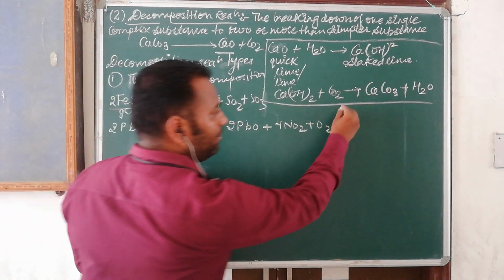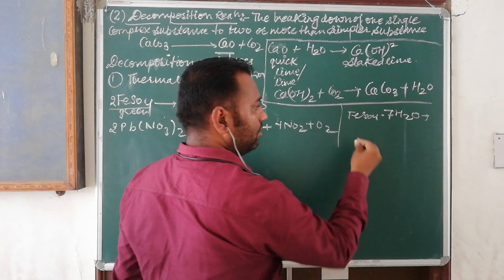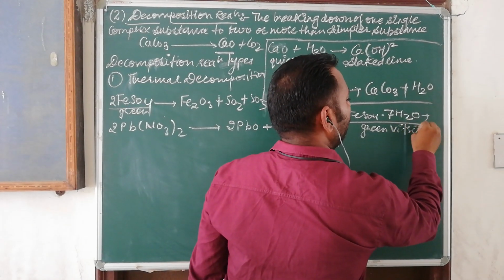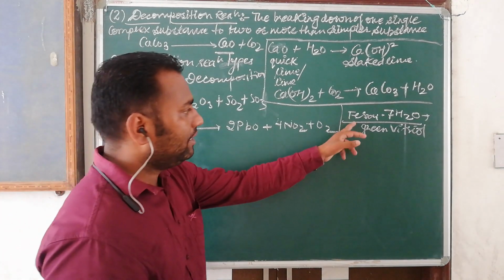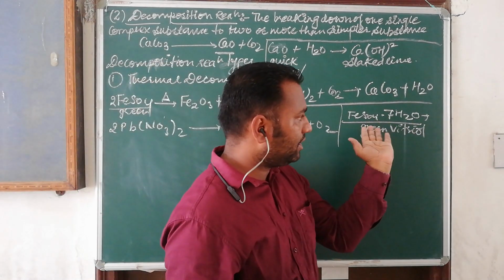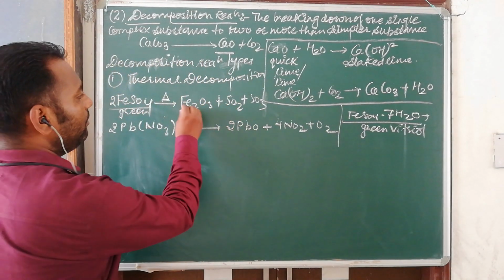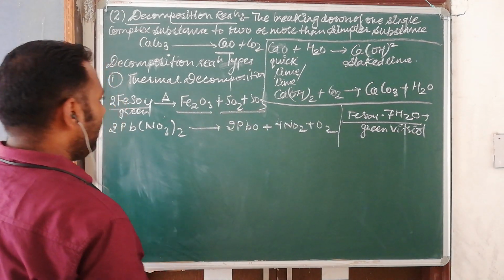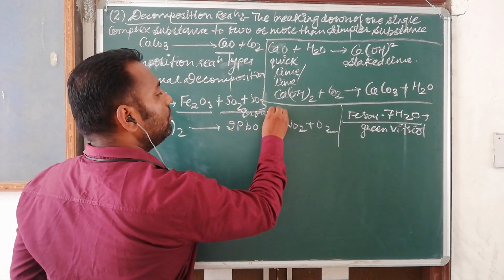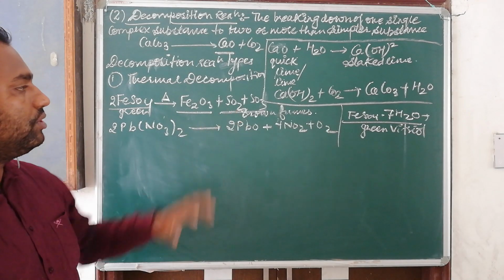So when this activity happens, green FeSO4 first has water of crystallization. Actually its name is FeSO4.7H2O, and its chemical name is green vitriol. When it is heated, the water of crystallization goes out and anhydrous FeSO4 is left. Then Fe2O3 is left for us, and brown fumes of SO2 and SO3 are released outside.